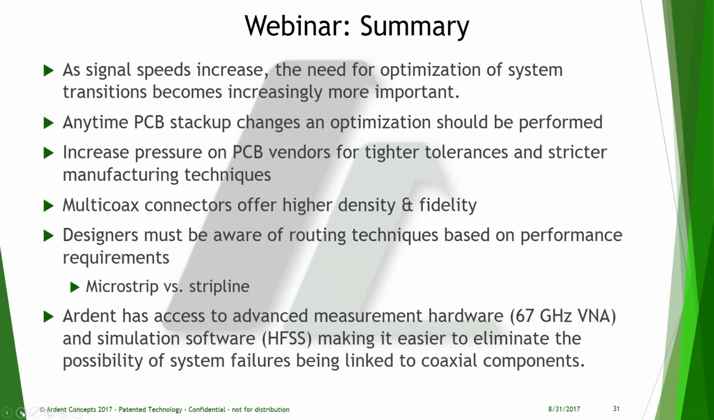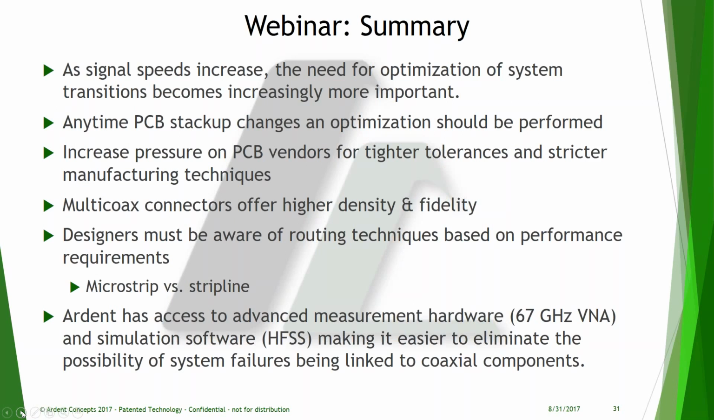Great. Well, that actually kind of highlights our presentation portion of the webinar today. I did just want to review a brief summary of what was covered today and some takeaways that we thought are key for you all on the line to take away from this presentation today. First and foremost, as signal speeds increase, the need for optimization of system transitions becomes increasingly more important. And we've seen reasons why that's true in some of the cases that Stephen looked at. Anytime PCB stack-up changes, an optimization should be performed.